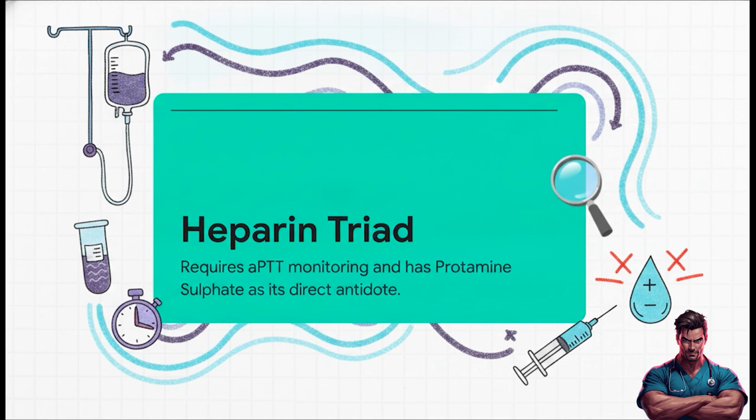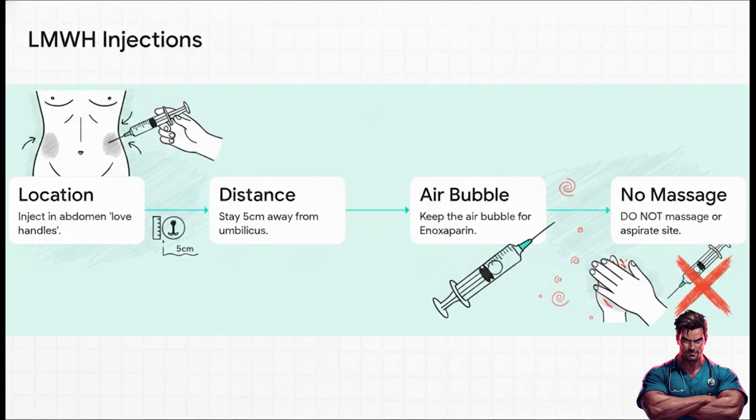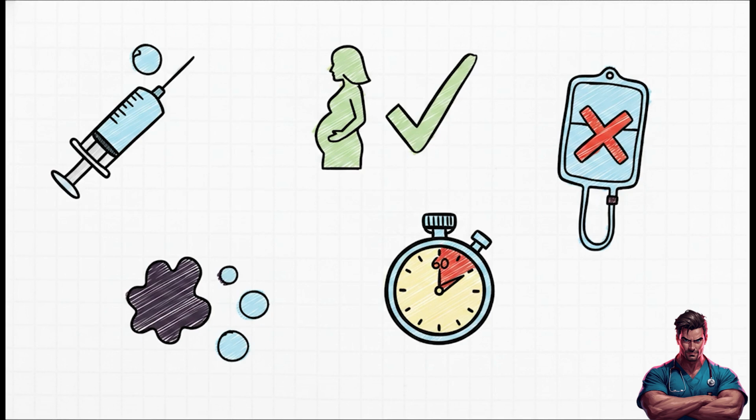which is protamine sulfate. Now, when you're actually administering subcutaneous heparin or low molecular weight heparins like enoxaparin, you gotta follow these exact physical nursing actions. You inject it right into the subcutaneous fatty area of the abdomen, specifically the love handles. Seriously, they're literally lifesavers here. Make sure you stay at least 5 centimeters away from the umbilicus. Oh, and for enoxaparin, keep that little air bubble in the syringe. It actually helps lock the medication in. And whatever you do, please do not massage the site afterwards, unless you want to cause some massive, incredibly painful hematomas.